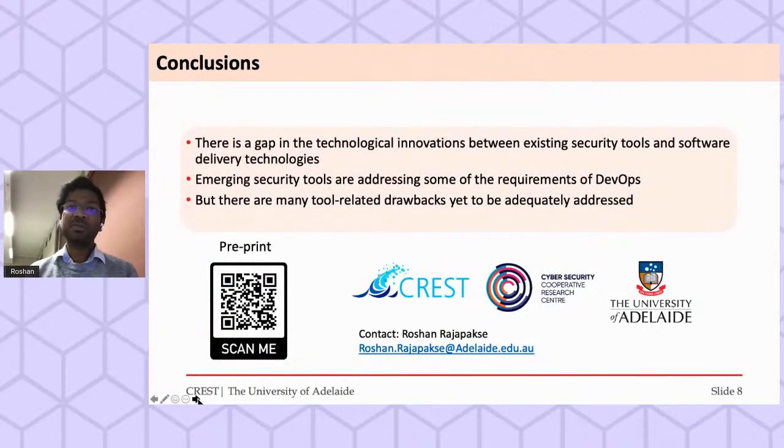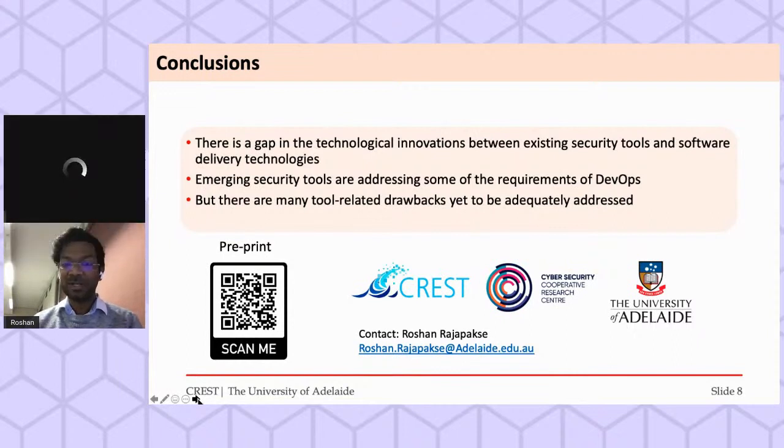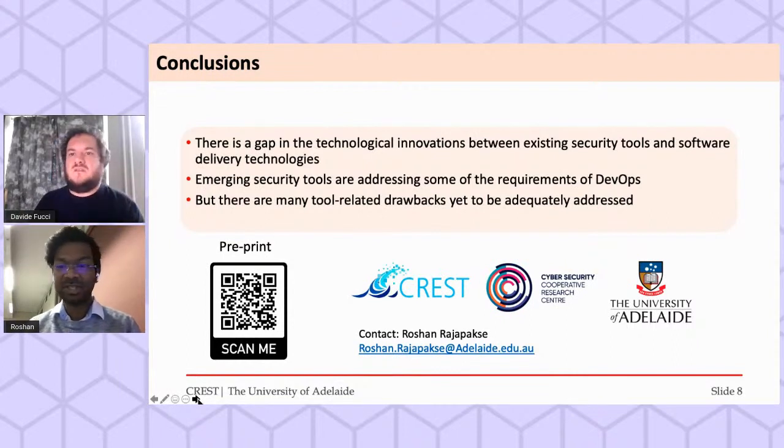To conclude, we reported that there is a gap in the technological innovations between existing security testing tools and software delivery technologies which enable DevOps. However, emerging security tools are addressing some of the requirements of DevOps, but we conclude that there are many tool-related drawbacks yet to be adequately addressed. Thank you. I'm happy to take any questions.